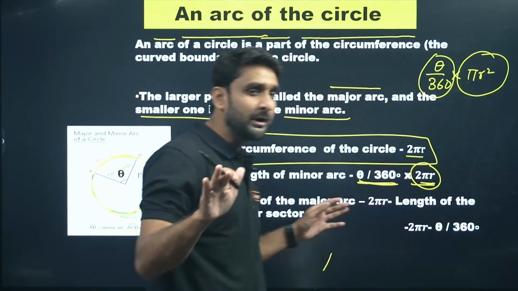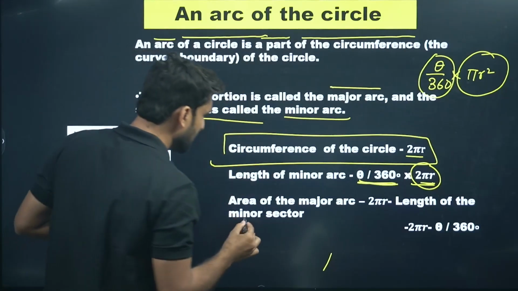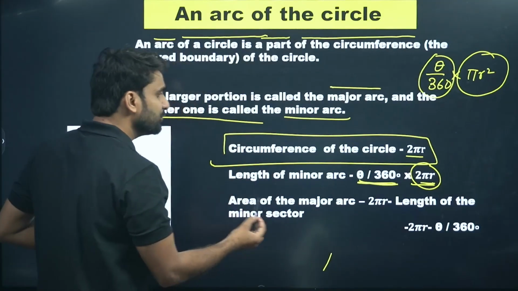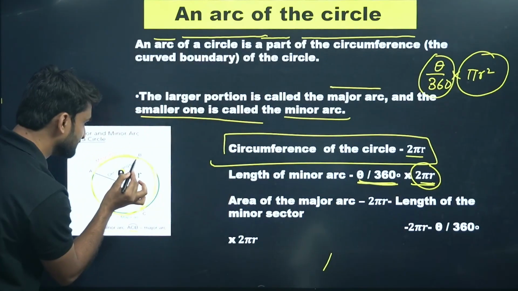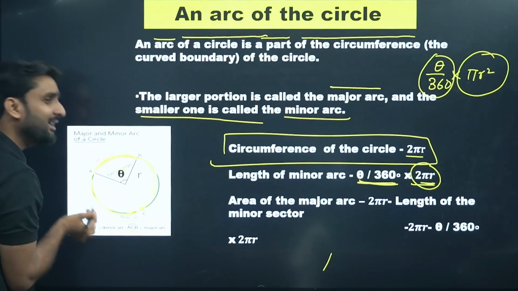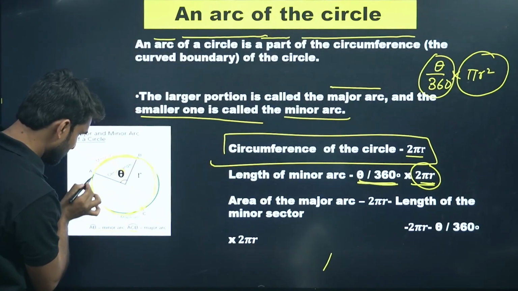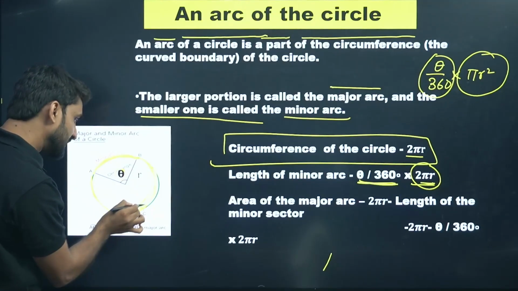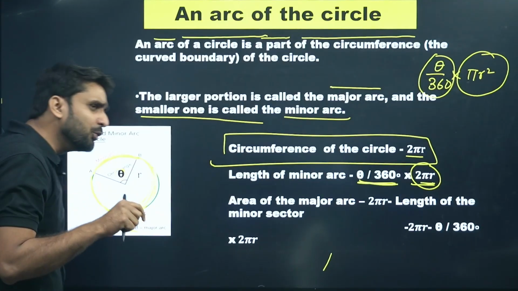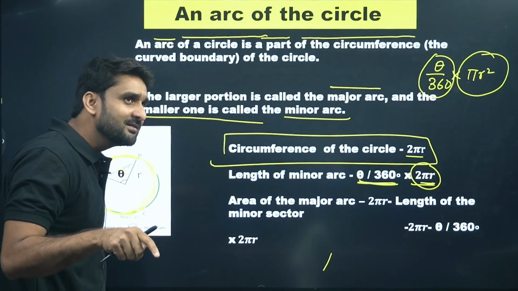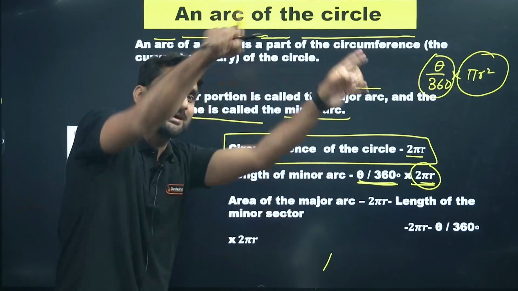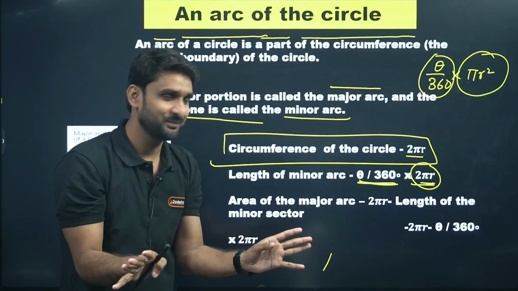Hope you are getting the point. Again, if we are using this formula to calculate the smaller part, what will be the larger part? Again, the same concept. To calculate the length of the major arc, we can subtract the length of the minor arc from the complete circumference of the circle, right?